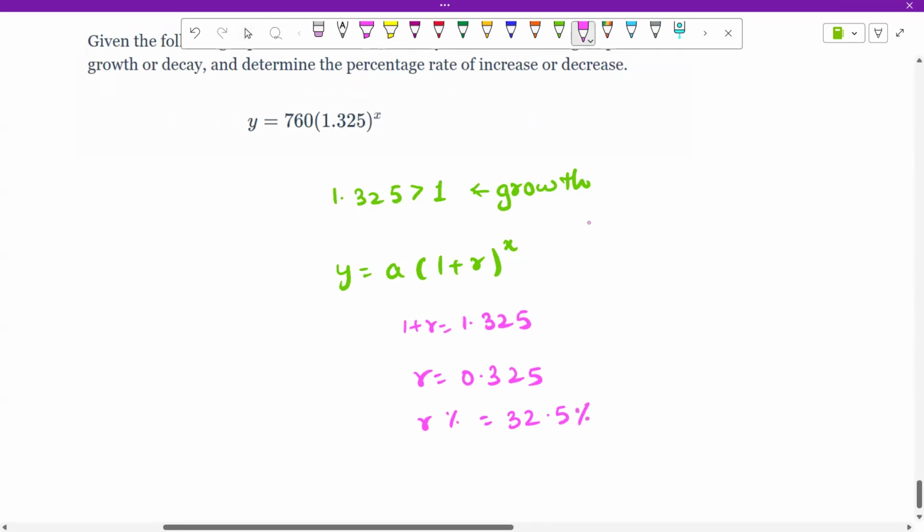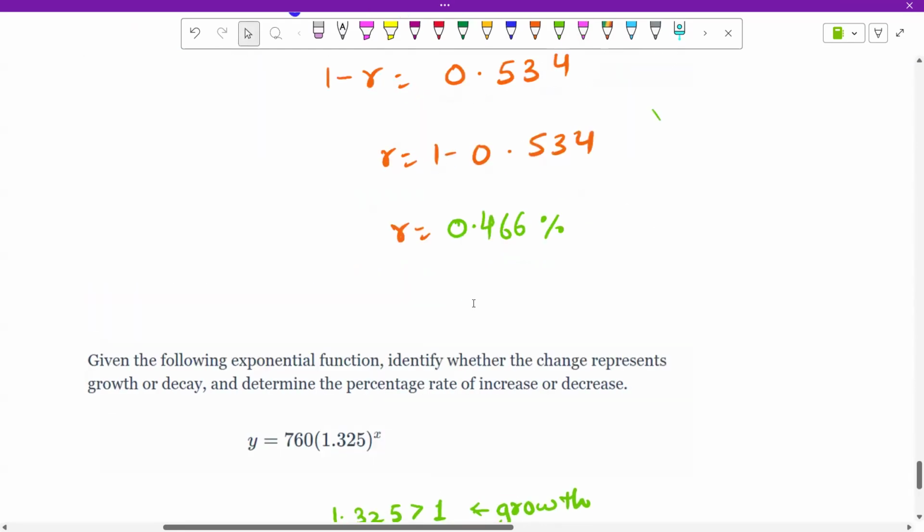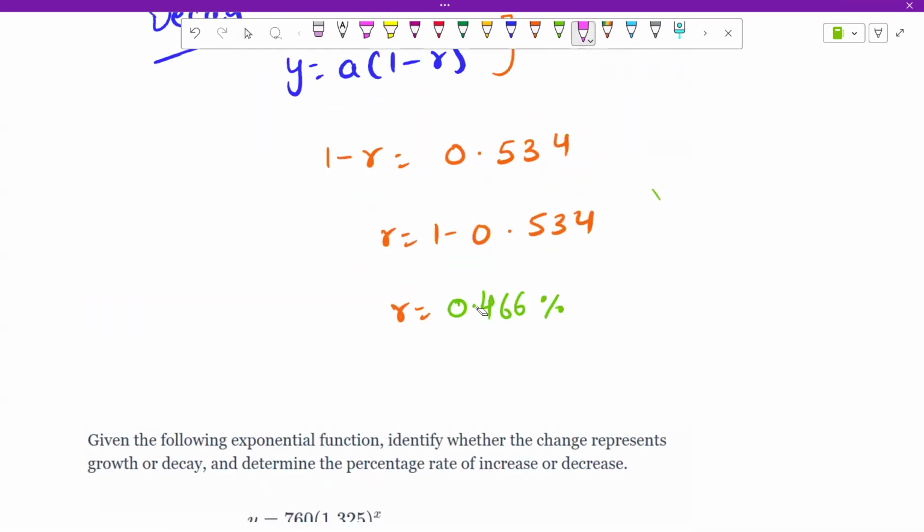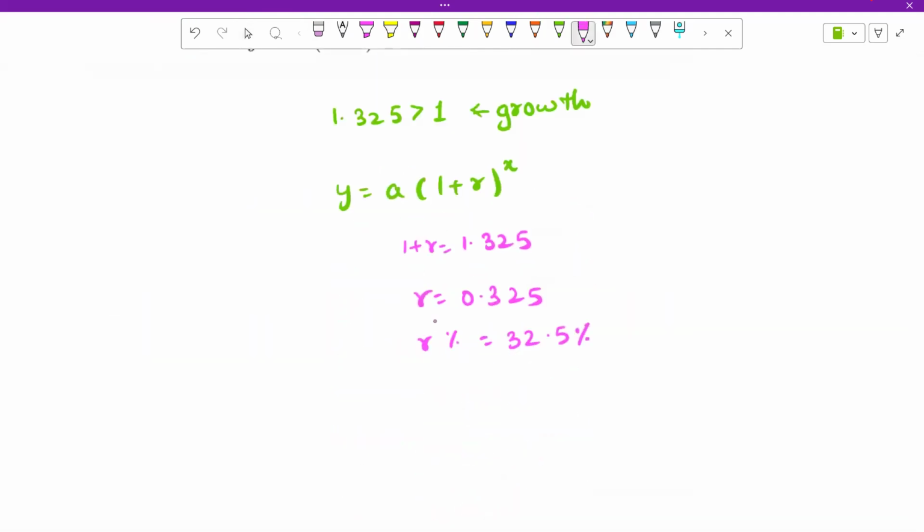I think I accidentally wrote the same number for the percentage here. So if we were doing it for the decay, what would have been our percentage for the above question that we just did? It will be 46.6%. So this is giving us a decrease when it is a decay, and this is giving us an increase.